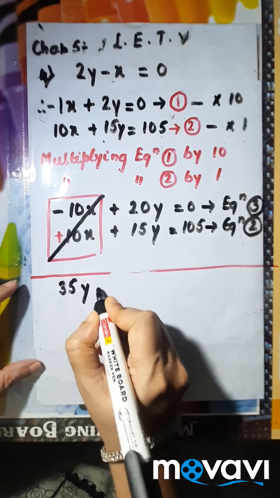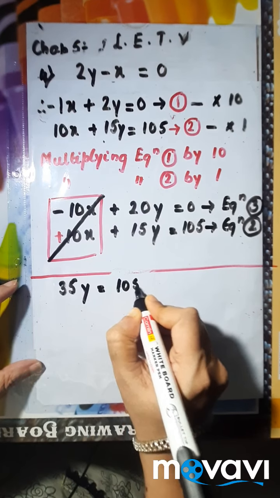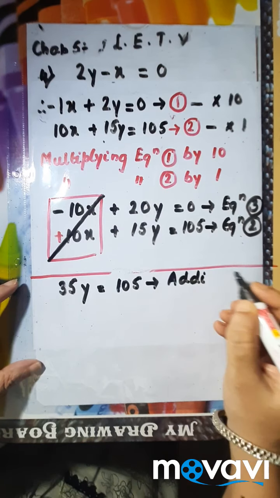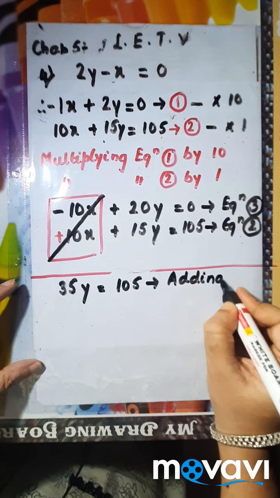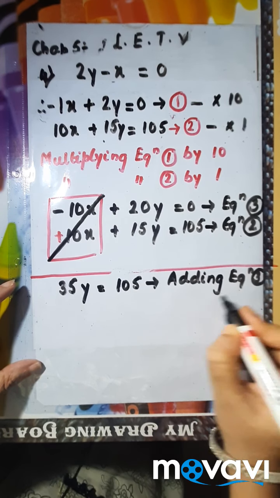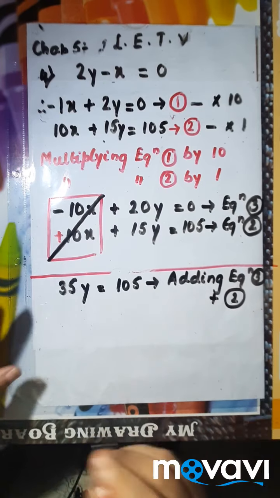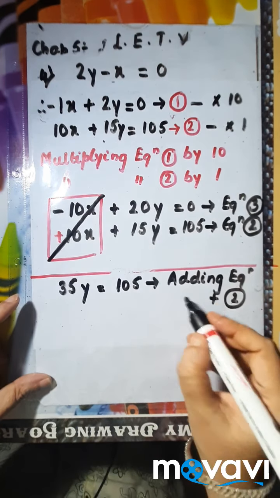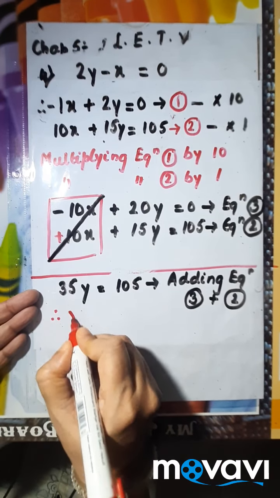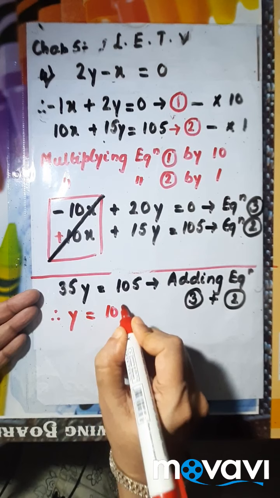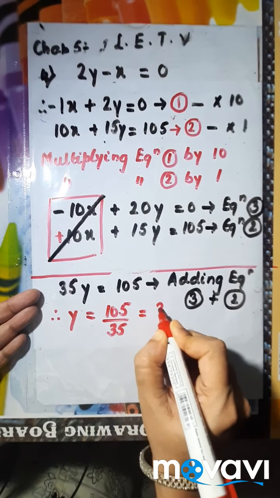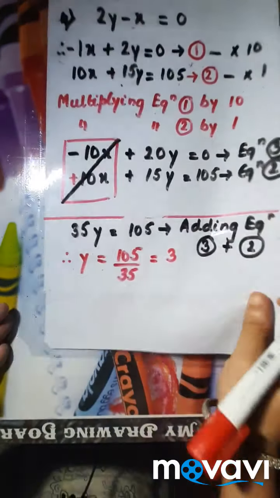35y is equal to 105. So I have to write adding equation 3 and 2. Okay, so let's write this down here so that you can see it better. Equation 3 and 2. Therefore, y is equal to 105 upon 35. Y is equal to 3.